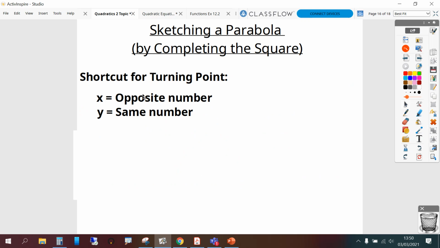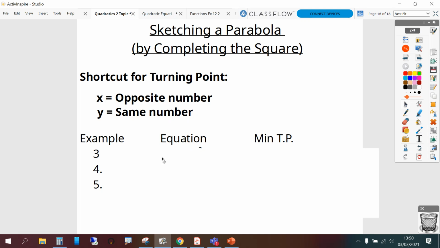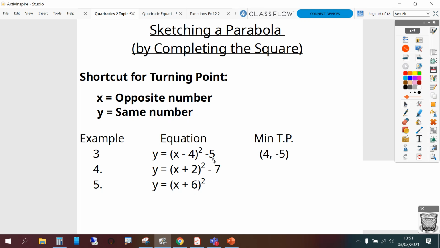The shortcut is, for the turning point, the x value of the turning point is the opposite number to the one inside the bracket, and the y value is the same number as outside the bracket. So here's some examples. Inside the bracket we've got -4, so that means we're going to have +4, and then outside the bracket the same number, -5, so the minimum turning point is (4, -5).